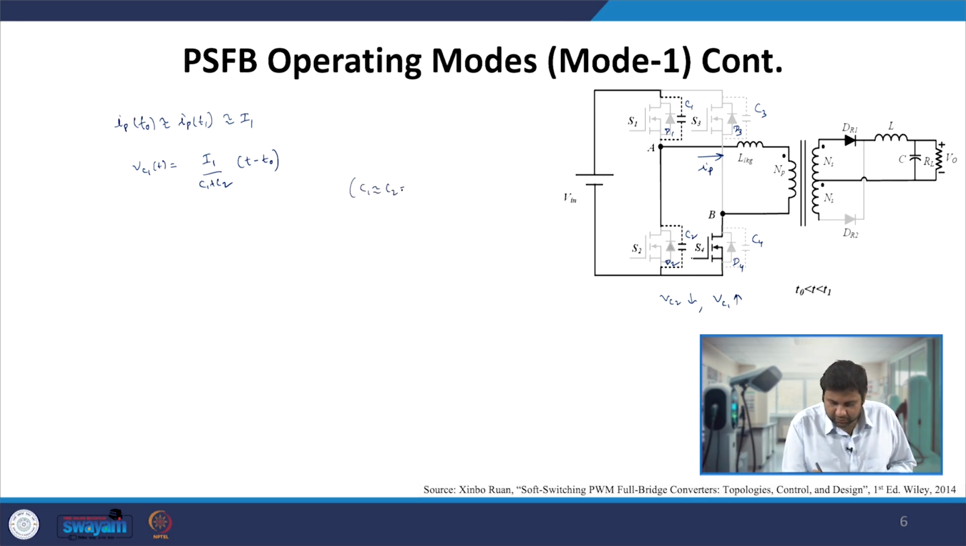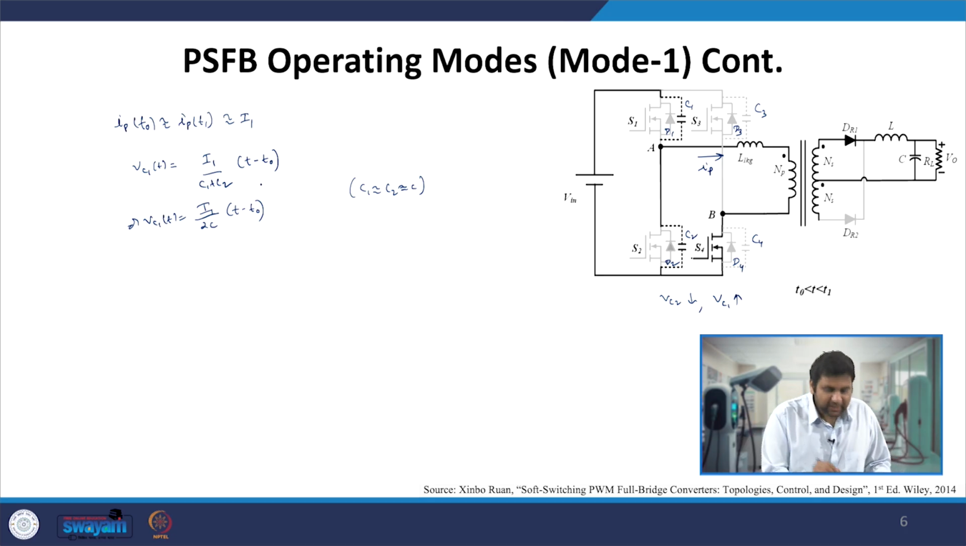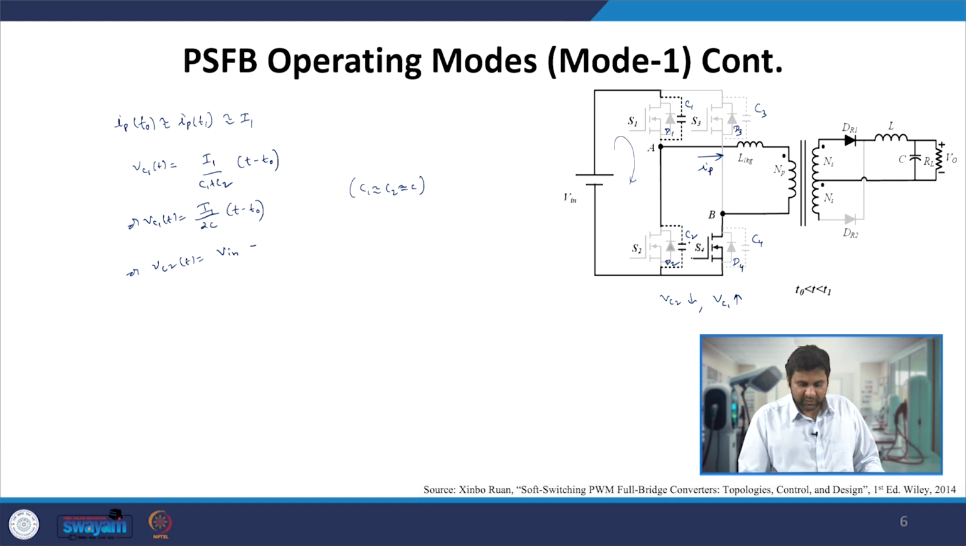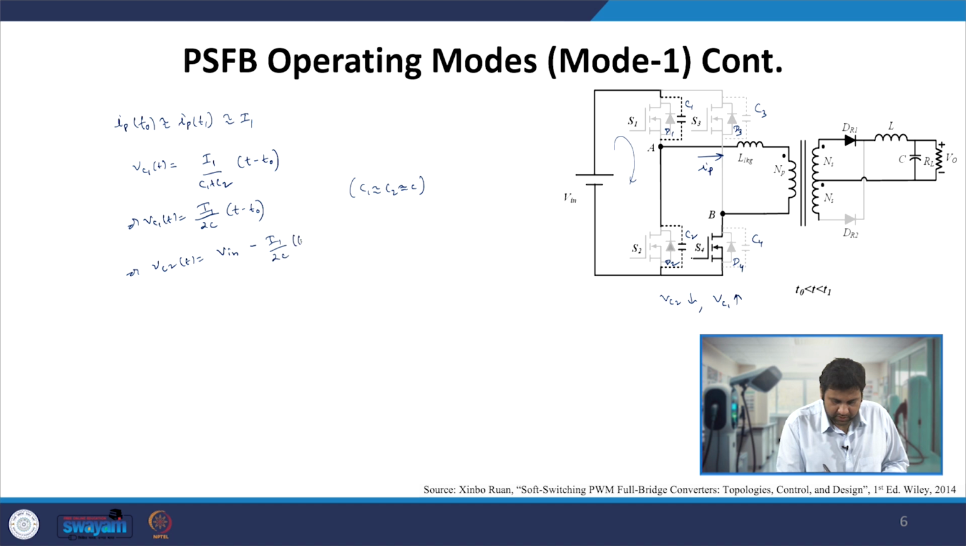In this equation, if we assume C1 to be nearly equal to C2 to be nearly equal to C, we can say that Vc1 of t is nothing but I1 by 2C times t minus t naught. In the same manner that Vc1 is charging, Vc2 is discharging. So Vc2 is nothing but my Vin voltage minus my Vc1 voltage, because if you do the KVL in this loop, Vc2 is nothing but Vin minus Vc1, so it is nothing but I1 by 2C times t minus t naught.